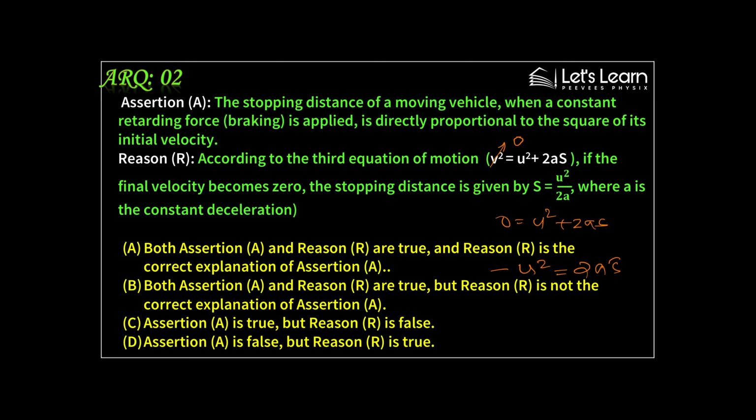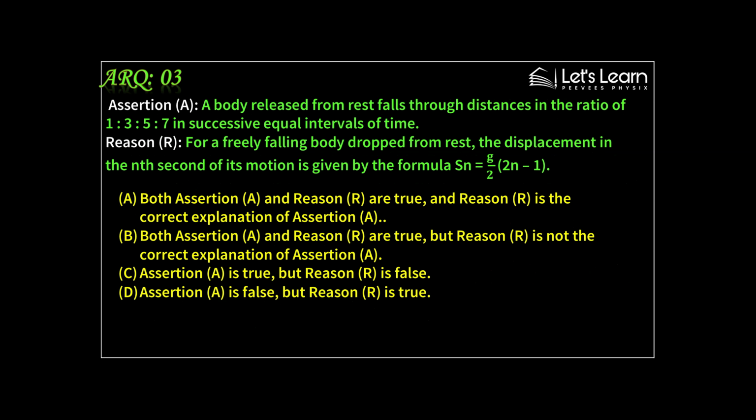What do you see here? S depends on u square. Stopping distance depends on the square of the initial speed. That is what they say in the second statement. So the reason is true, the assertion is also true, and they are the best choices for each other. So choice A. Moving on to another one.